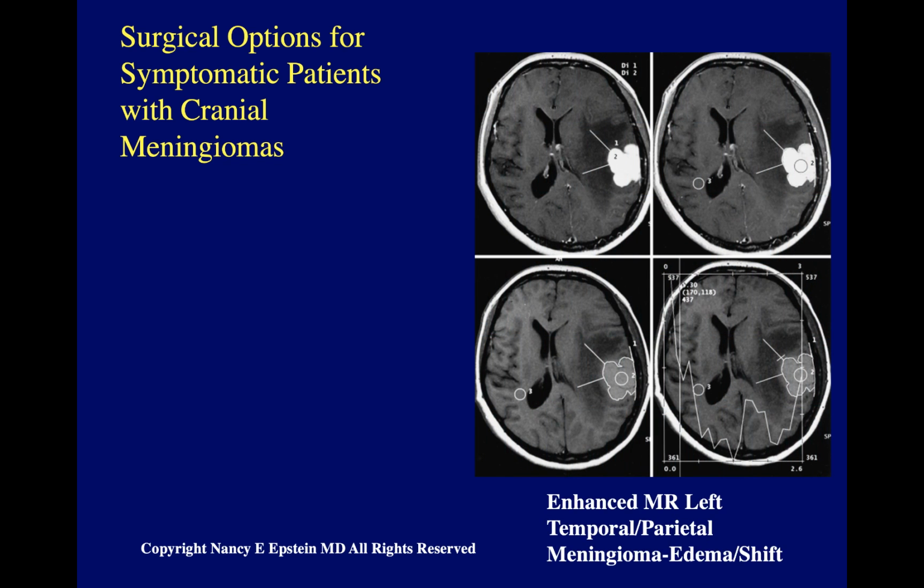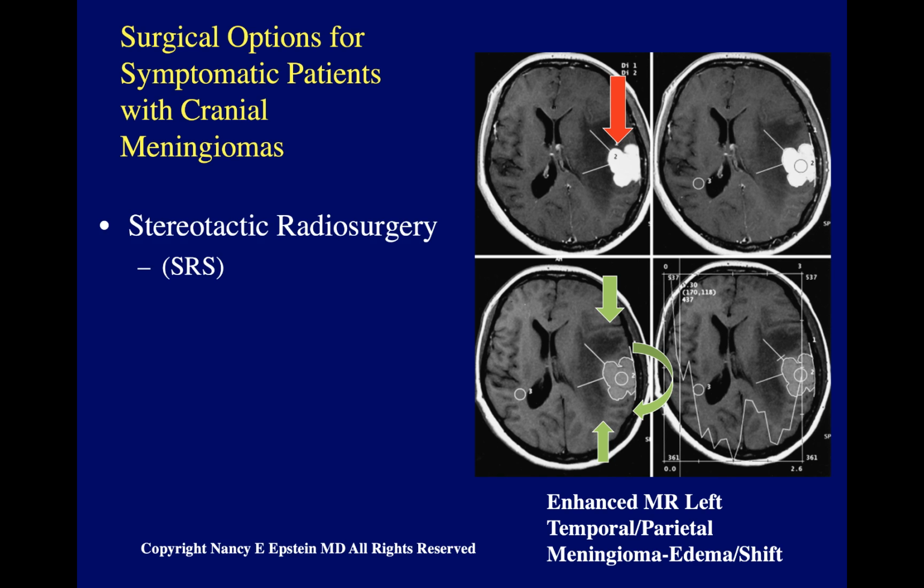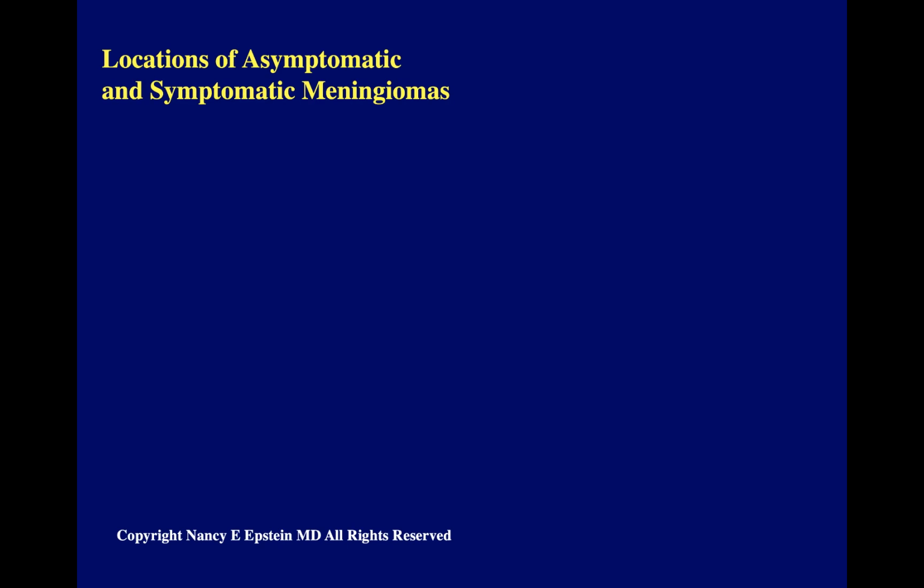There are also surgical options, however, for symptomatic patients with cranial meningiomas, and here you can see an enhanced MRI scan. It's involving the left temporoparietal region, and the green arrows are pointing to the peritumoral edema associated with this lesion. Surgical options may include stereotactic radiosurgery or open surgical intervention.